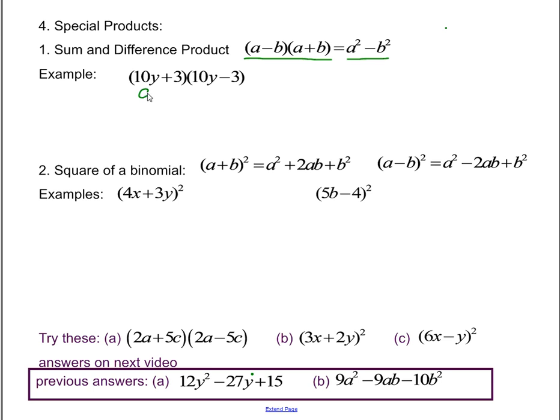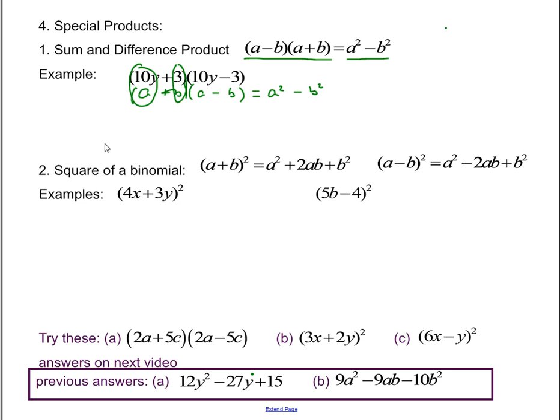If this is like the formula a plus b times a minus b, then when we multiply these two things together, we should get something that looks a little bit like that formula, a squared minus b squared. Right? And students sometimes have trouble seeing this, but you should really get the idea. Look, what's taking the place of a? Well, it's 10y. What's taking the place of b?